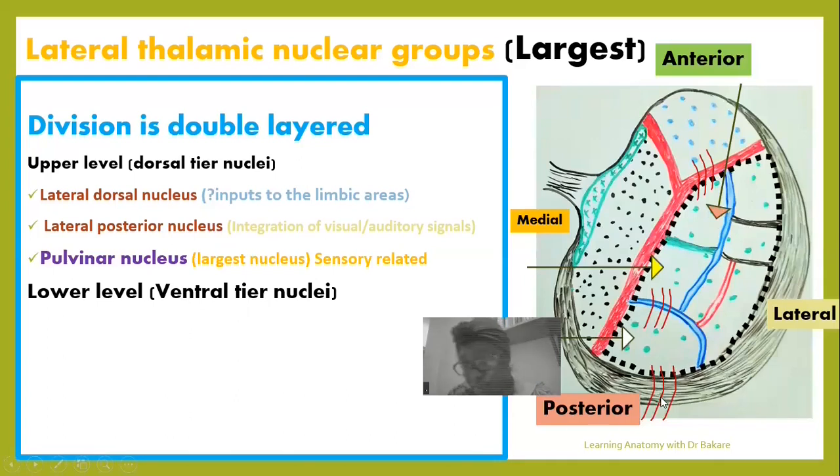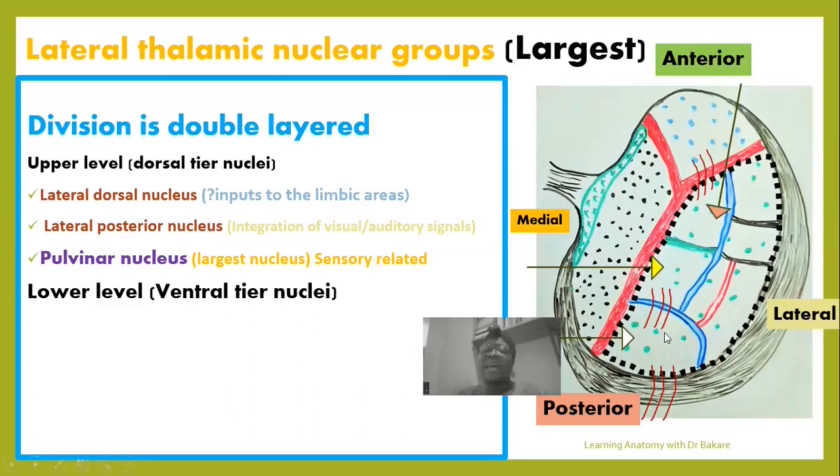It is also seen to form connections with the geniculate bodies. We know that the medial and lateral geniculate bodies are involved in auditory and visual signals. If you look at it, it has a connection with these two geniculate bodies, so it is also able to contribute to sensory-related function. And as we described before, the lateral posterior nucleus, already in yellow, is involved in the integration of visual and auditory signals because of the connection point that it creates with the pulvinar.